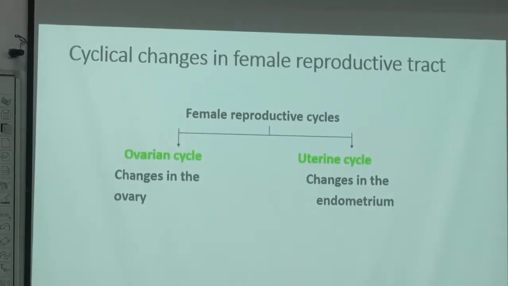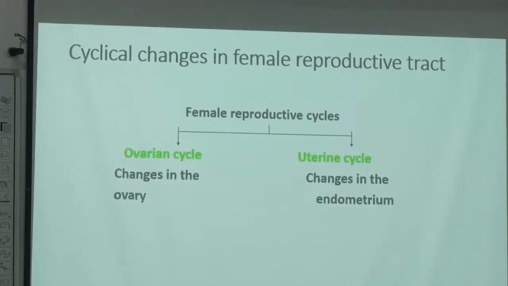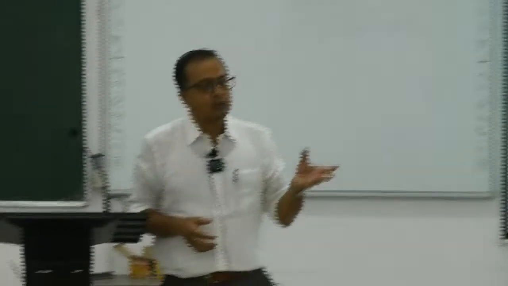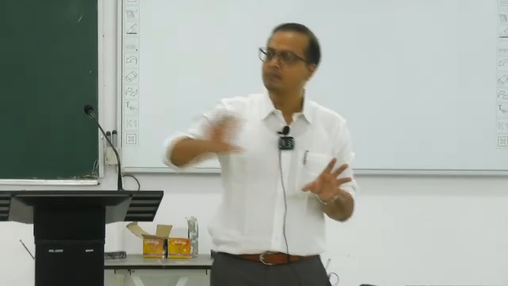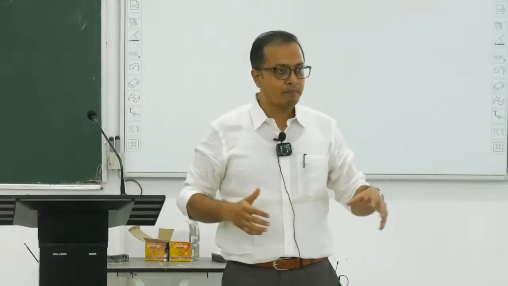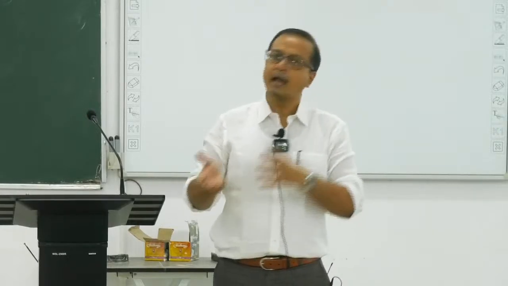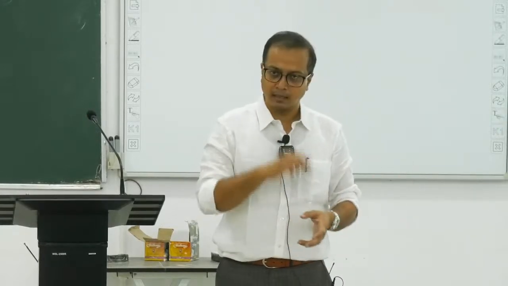Now, in a female subject, there are two kinds of cycles that run simultaneously. One cycle takes place in the ovary. We call it the ovarian cycle. That means there is a sequence of events taking place in a cyclical manner. That means it comes, ends, and again it begins. That's why we call it a cycle.